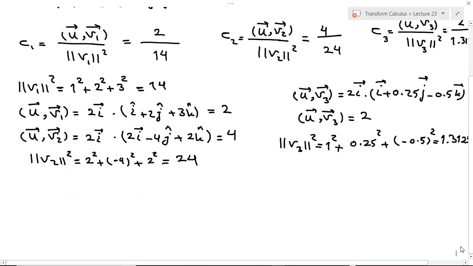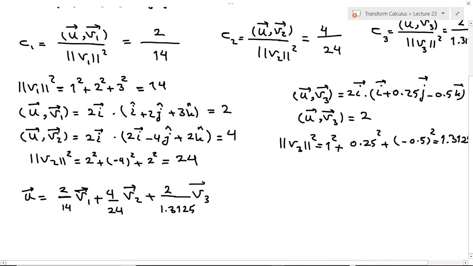As a result, I can represent U in terms of three perpendicular, or three orthogonal, vectors V1, V2, and V3. So in this case, U is 2 over 14 times V1 plus 4 over 24 times V2 plus 2 over 1.3125 times V3. So we could represent this vector in terms of three orthogonal vectors V1, V2, and V3.